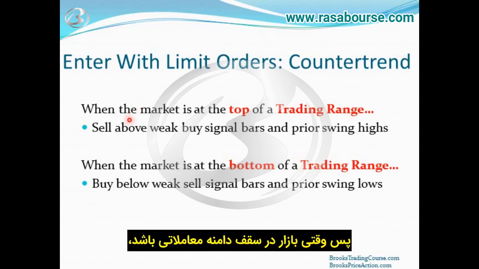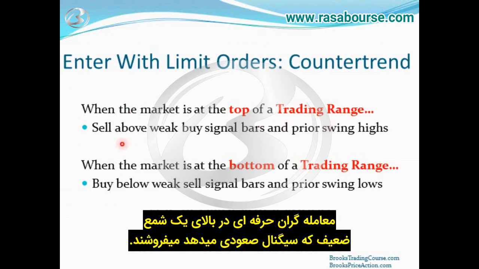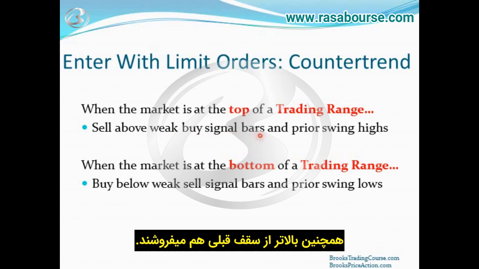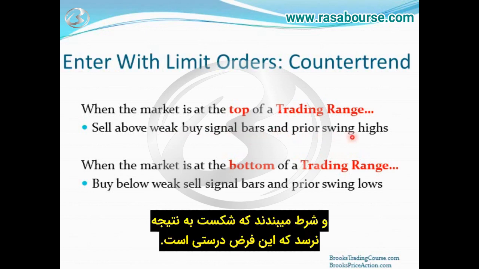So when the market's at the top of a trading range, experienced traders will sell above the high of a weak buy signal bar. And they'll also sell above prior highs, betting that breakouts will fail. And that's the correct assumption.